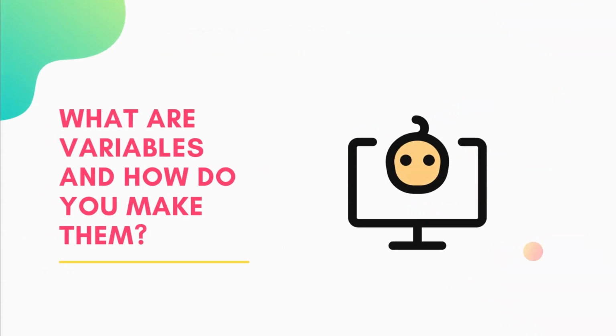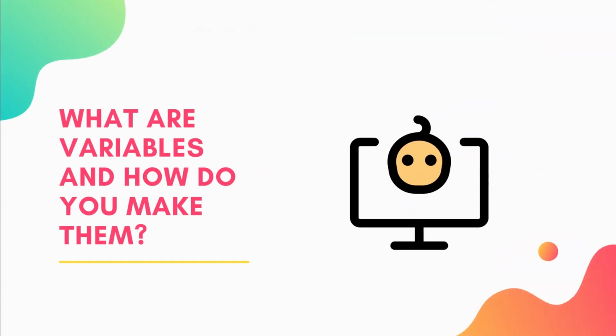So the next thing we're going to look at, which was on line 20 before, was variables. What are variables and how do you make them? We've got a little picture of a baby in a computer, and I'll show you why I think variables are a bit like babies.